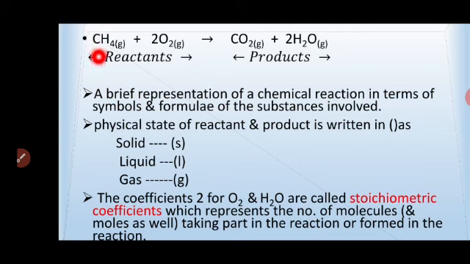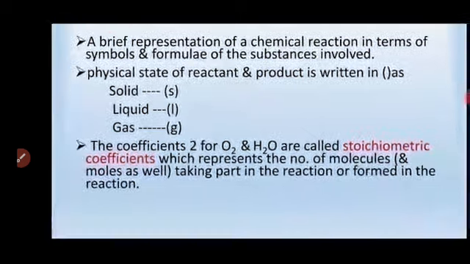One carbon atom is on the reactant side, one carbon atom is on the product side. How many hydrogens are there? 4 hydrogens. So to make it 4 on the product side, we have to multiply H2O by 2. So 2 twos are 4 hydrogen. Then how many oxygen atoms are there? In CO2, 2 oxygen, and in 2H2O, 2 oxygen, so total 4 oxygen. To make it 4 oxygen, we have to multiply the oxygen in the reactant by 2. Okay. So this is called balancing.